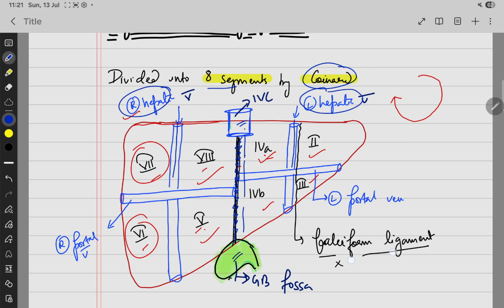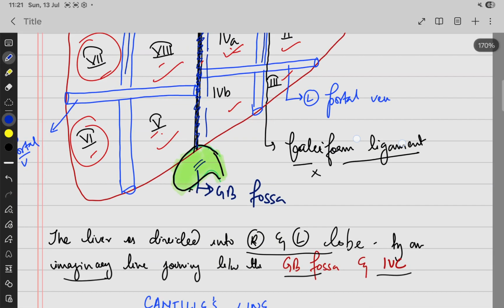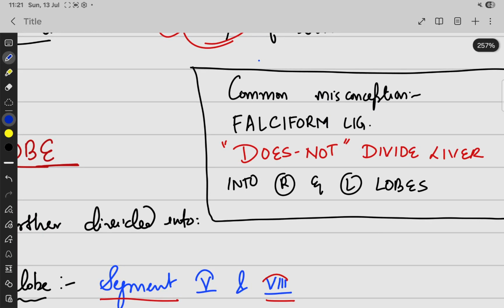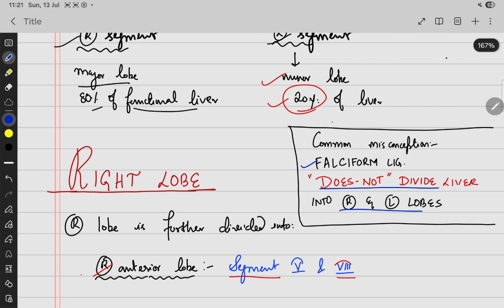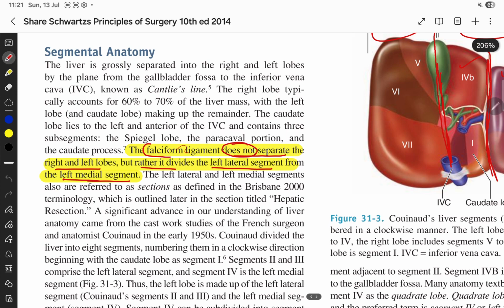So what does the falciform ligament do? The falciform ligament will divide the left lobe into 2 further lobes, which we will discuss later. See here, common misconception: the falciform ligament does not divide the liver into right and left lobe. So I'll show you one proper reference from a standard book so that you don't get confused. This is Schwartz's Principles of Surgery. If you go to the liver chapter, we can see clearly the falciform ligament does not separate the right and left lobes, but rather it divides the left lateral segment from the left medial segment.